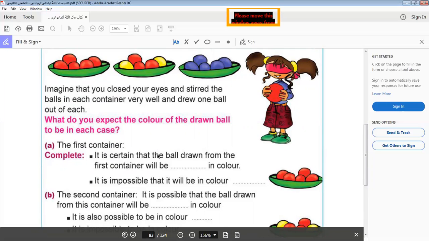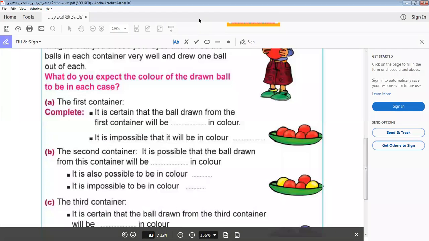It's certain that the ball drawn from the first container will be what in color? They are all red. So it's certain to be red because all of them are red. It's impossible that it will be yellow or blue or something else. So we'll write yellow.